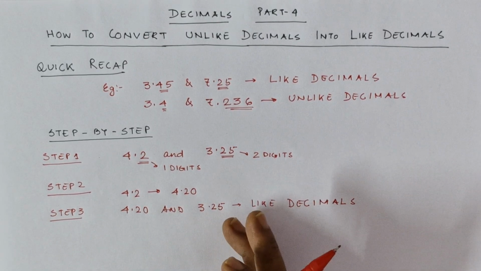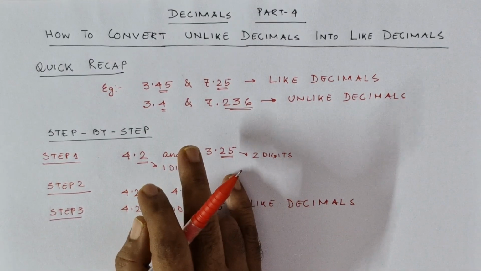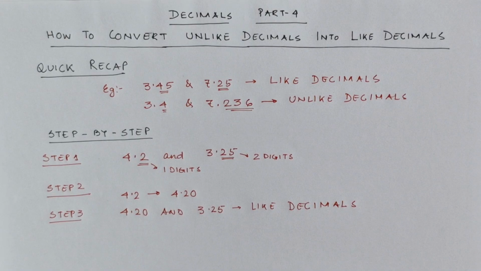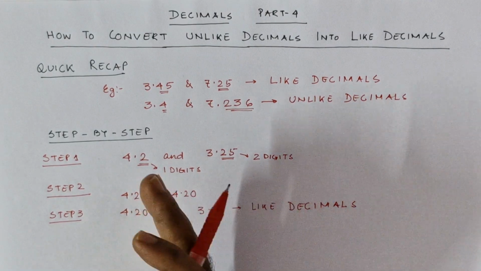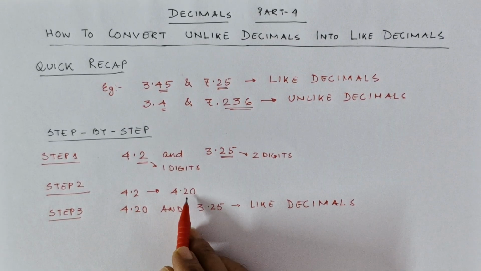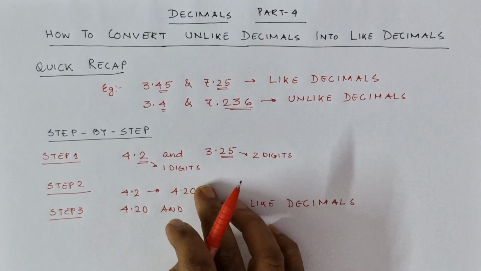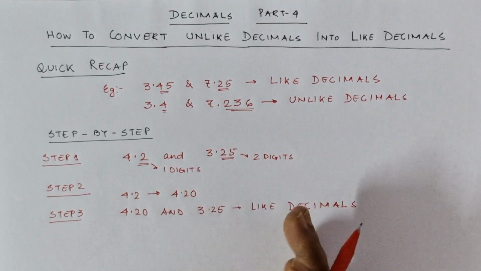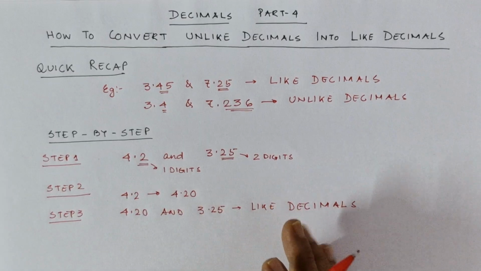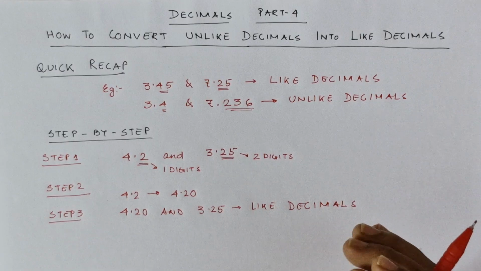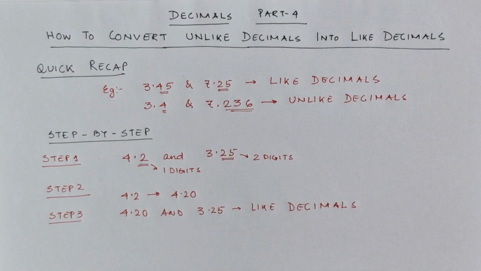Now what is the reason here? In an earlier lecture, you must have heard from me that adding zeros to the right side of the decimal doesn't change the value. So 4.20 is actually 4.2. You can add any number of zeros after it, and the value will remain the same. So this is the simple step to make unlike decimals into like decimals. Followed, students? If you have any questions, let me know.